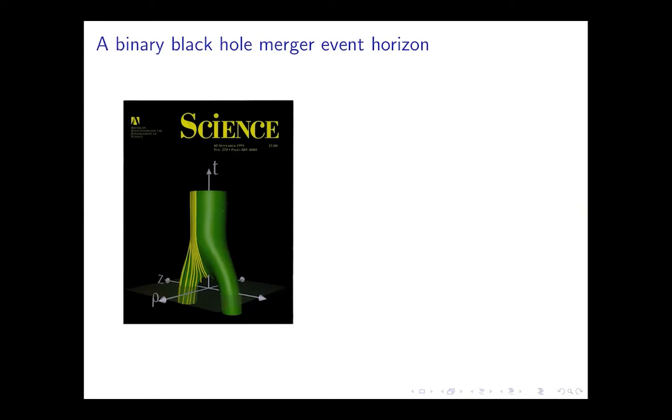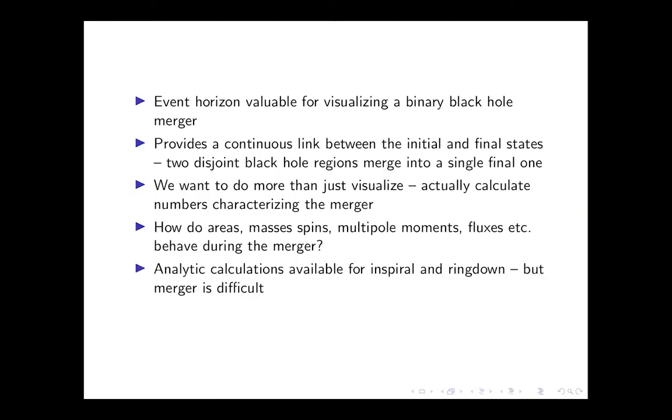I have two black holes that come towards each other and make a final black hole, and the event horizon shows this typical pair of pants structure. Now in our numerical simulation, we would like to do this, but in practice, this is not really practical because event horizons are in fact not so useful in our case. Even though the event horizon has a very nice property that it provides a continuous link between the initial and the final states. This tells you exactly how you have two disjoint black holes which merge into a final black hole. But in fact, the event horizon is not useful for computing the areas, the masses, and the spins during the merger.